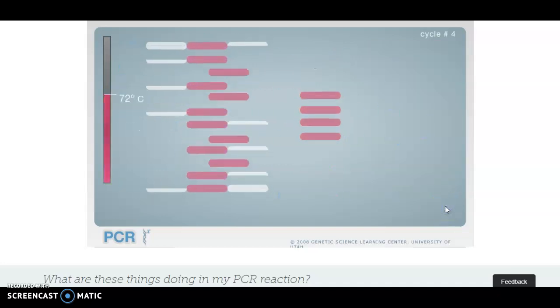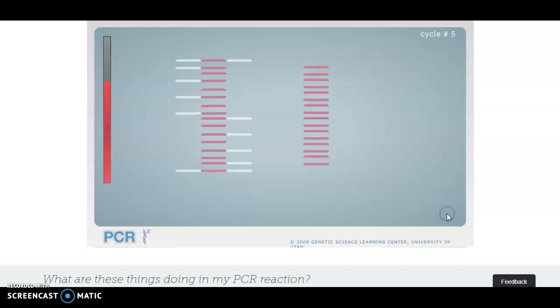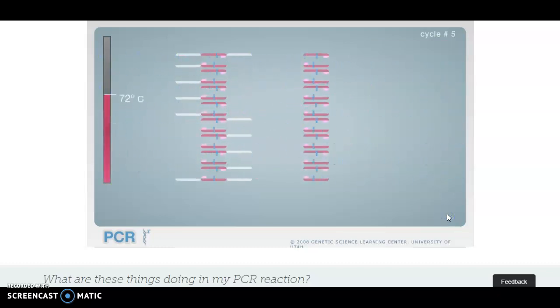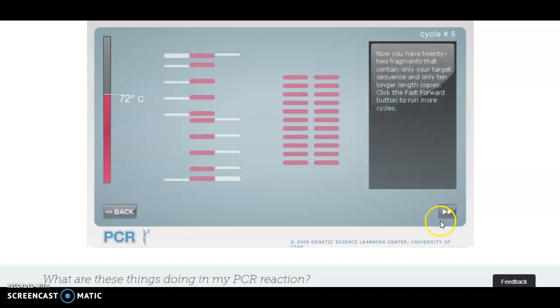And we're going to see it going. We're seeing the temperature going up and it's going down. Now, cycle 4, we have 8 fragments that contain only our targeted sequence in question. One more cycle goes through. All the 3 steps happen again. Now we have 22 fragments.